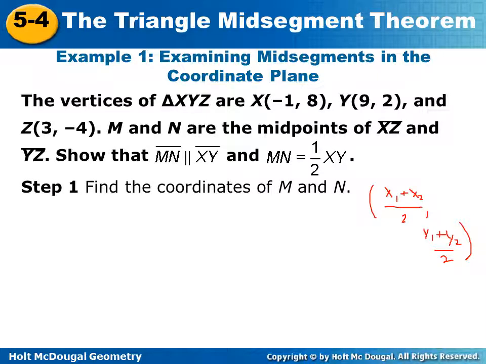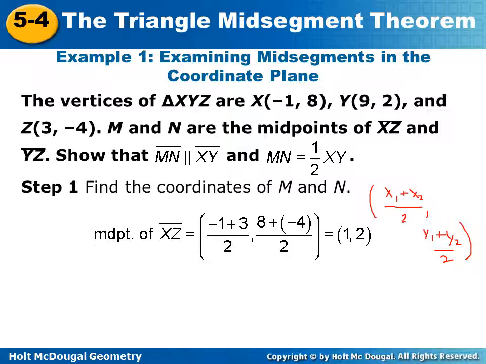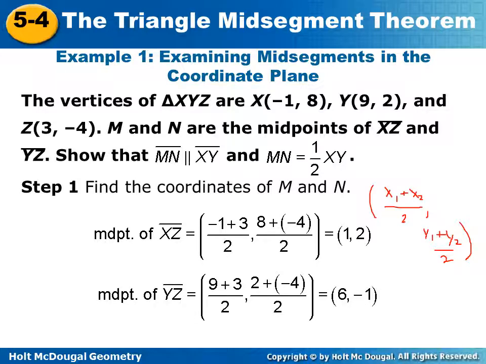First, we find the coordinates of M and N. For the midpoint of XZ, we use the midpoint formula, which I've written to the right: -1 plus 3 over 2 is 1, and 8 plus -4 over 2 is 2. The midpoint of YZ is 9 plus 3 over 2, and 2 plus -4 over 2, which comes out to (6, -1).